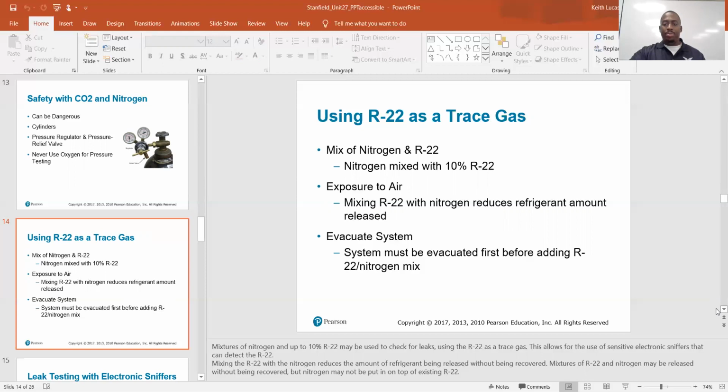Mixtures of R22 and nitrogen may be released without being recovered, but nitrogen may not be put on top of existing R22. So for the purposes of leak detection, that mixture is perfectly fine, but you would not, under any circumstances, run your system after that. If you have R22 in the system, you add nitrogen to increase the pressure and find the leak, you've got to pull that all out at that point. Once you find the leak, make your repair and then move forward. But you do not want to run a system with nitrogen in it, and you also don't want to leak check with all pure refrigerant, because that's a huge waste of refrigerant. You're going to need 150 psi. That's quite a bit of refrigerant just to find a leak and have to pull it all out.